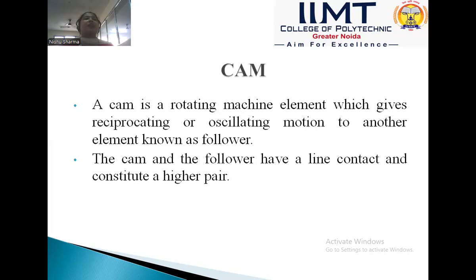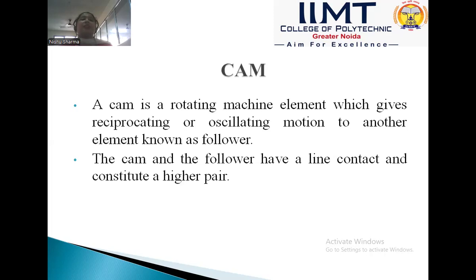Basically, a cam is a rotating machine element which gives reciprocating or oscillating motion to another element known as a follower. And what is reciprocating? Reciprocating is just a sliding motion, like up and down motion, or right and left motion. Oscillating motion is like a pendulum motion. The cam and the follower have a line contact and constitute a higher pair.